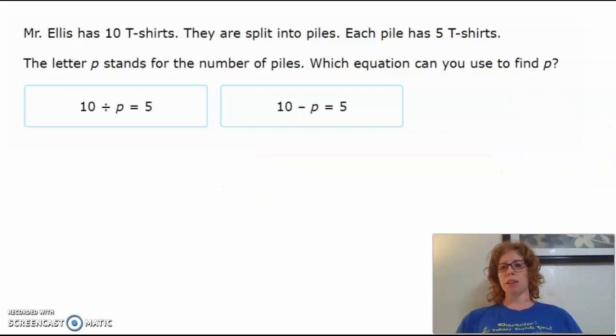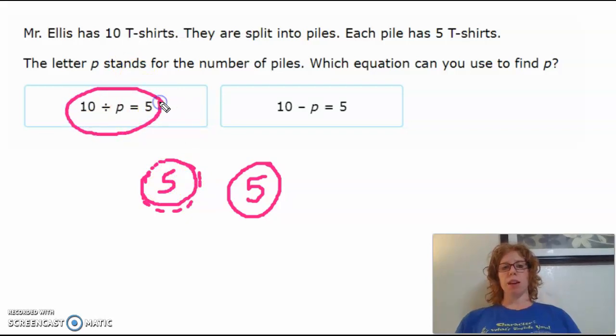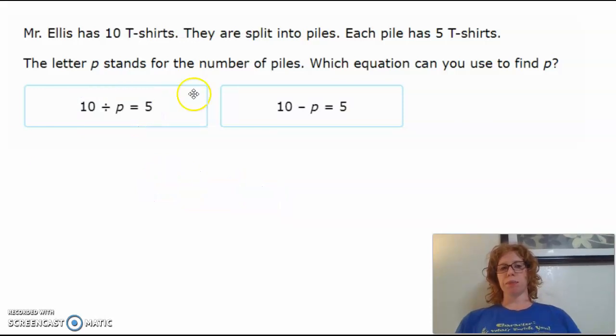So that means that if I make a pile here, let's make a pile here, and let's put 5 t-shirts in it. Here's my pile, and here's my 5 t-shirts. And have I gotten to 10 yet? Nope, so I'm going to make another pile with 5 t-shirts. Have I gotten to 10 yet? Yes, I have. 5 plus 5 is 10. But how many piles did I make? I made 2 piles. And so I split the amount of t-shirts up into 2 piles. So I divided in my word problem. Let's go on to the next one.